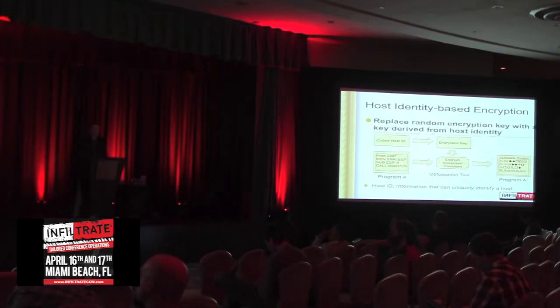So with HIE, you have a diagrammatical representation of it that's similar to traditional packing, except instead of a randomly chosen encryption key, you're going to create an encryption key derived from host identity. And we'll talk more about host identity and how you bootstrap this process in the next few slides. But again, in short, you collect host information, and you derive from that information an encryption key, and that gets fed to the corresponding tool that will encrypt portions of the program.